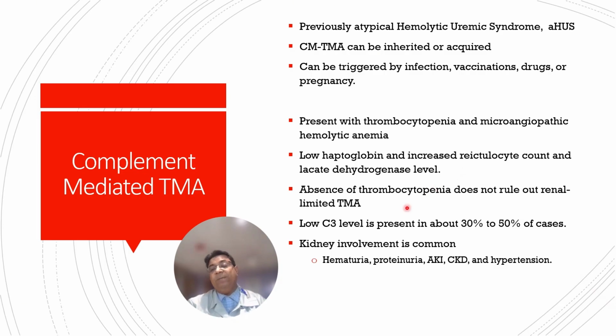Absence of thrombocytopenia does not rule out renal-limited TMA. You can have TMA that is limited to the kidney and that does not have any manifestations in the peripheral blood. Low C3 level may be present in about 30 to 50% of cases. Kidney involvement is common with hematuria, proteinuria, acute kidney injury, chronic kidney disease, and hypertension.